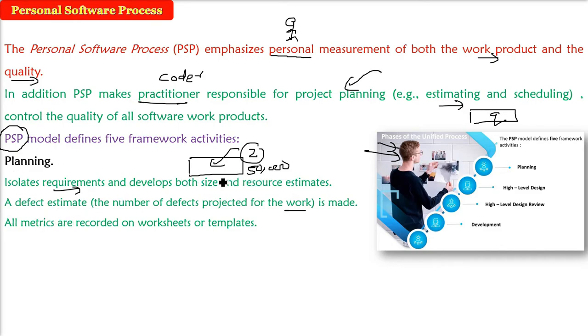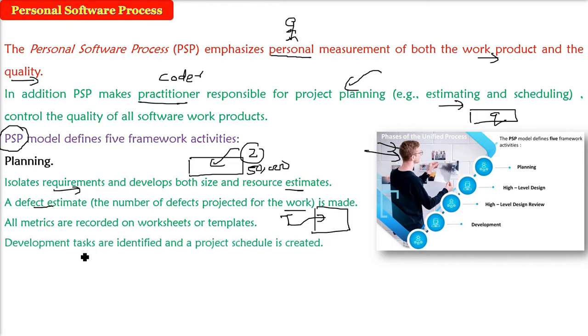And all these metrics, as I said, all these estimates have to be recorded on a separate worksheet or a template, which is made by individuals, the team, or pre-made. Then the development task is done. Okay, first it has to be identified, and then the project schedule is created in planning. That is, for an individual, how long it will take.